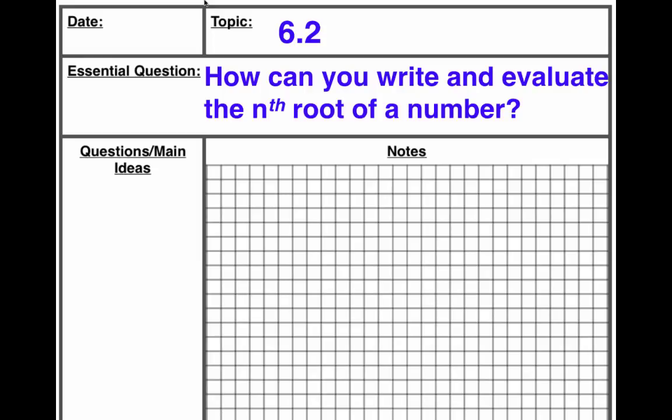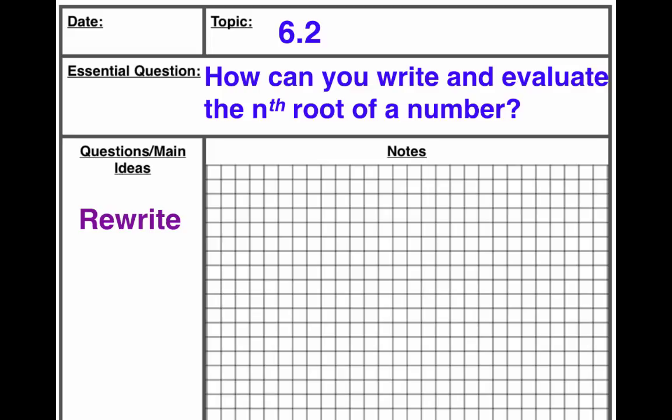Here is the essential question. How can you write and evaluate the nth root of a number? The nth root of a number. What does that even mean? Well, we've talked about square roots and we've talked about cubic roots. You really can take any root of a number. You can take the fourth root, the fifth root, the sixth root, and we're going to work on that today a little bit. Now, there's two types of questions we're going to see today.